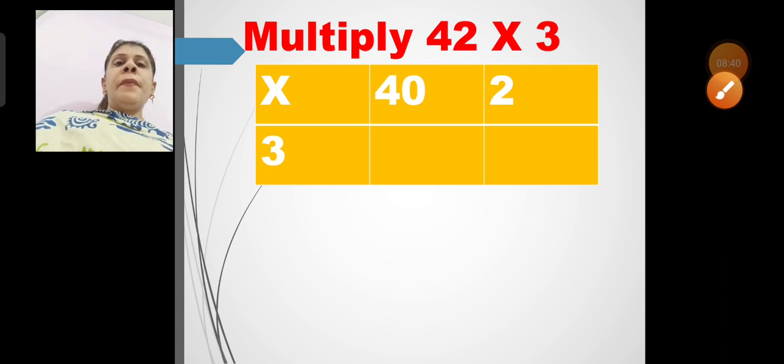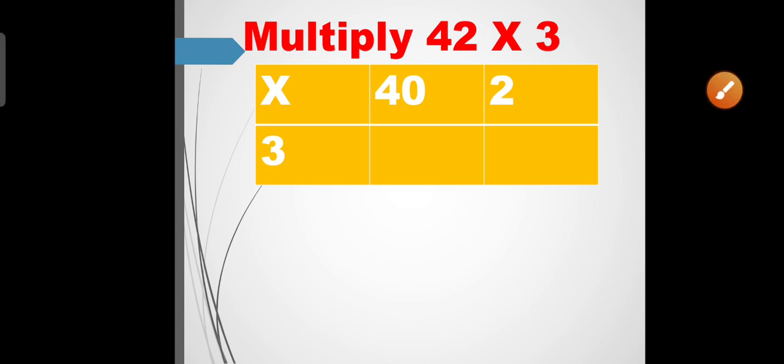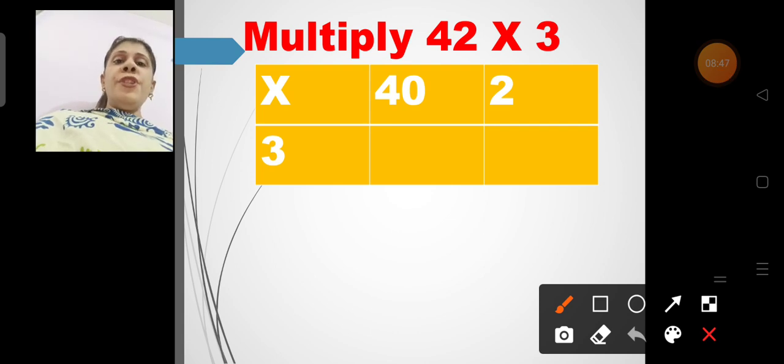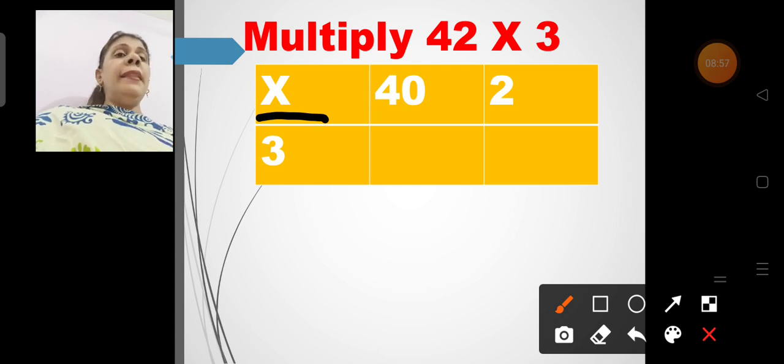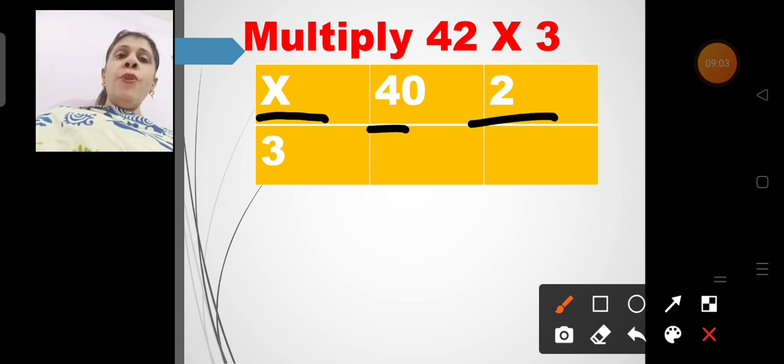Next. Now multiply 42 by 3. How you are going to do? First what step? First you are going to make 3 rows and 3 columns. Okay. Then you are going to arrange the numbers in the column. First thing you are going to put the multiplication sign. Then the number which is given in the question, 42, you will split it into 40 and 2. And then the number 3 you will write below the multiplication sign.